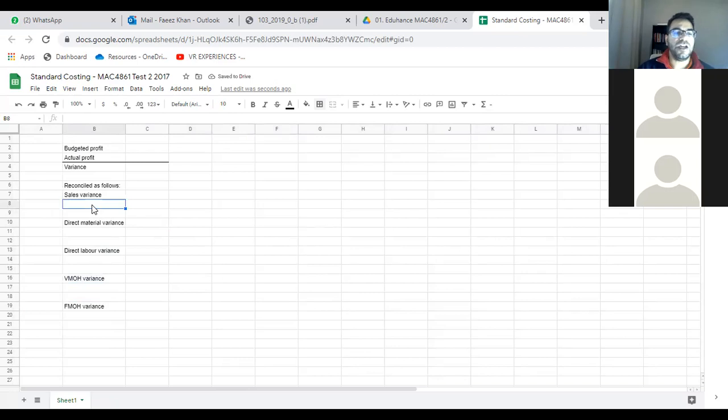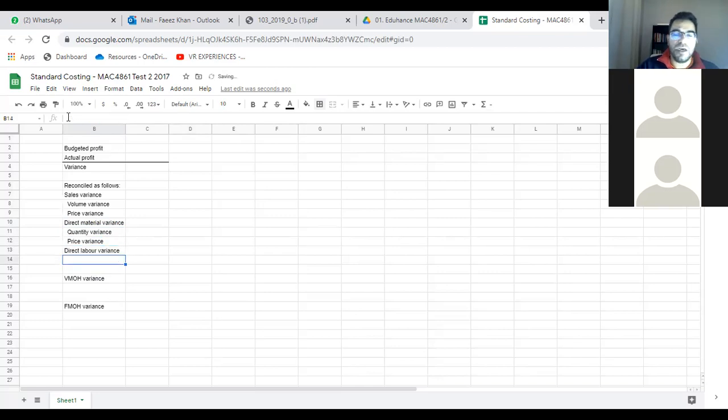Okay, so what do I know? The sales variance, we will have a volume variance. The volume variance for sales is basically your quantity variance. And I would have a price variance. Same with direct material. The variance is broken down into two: a quantity variance and a price variance.